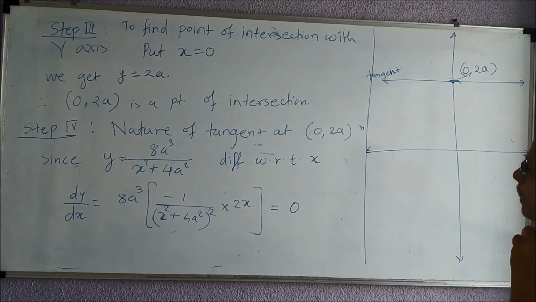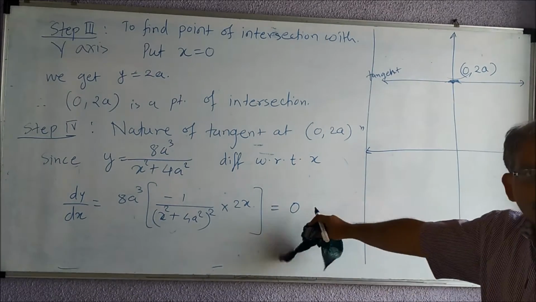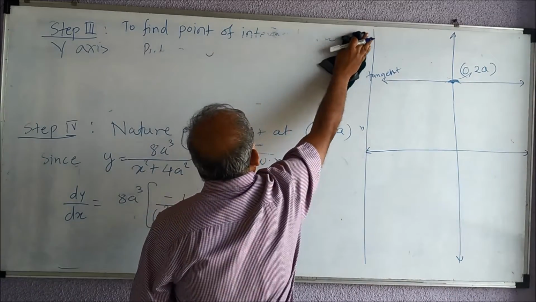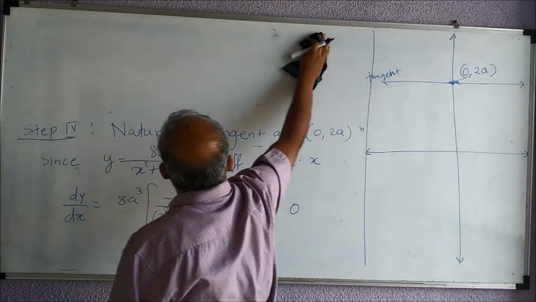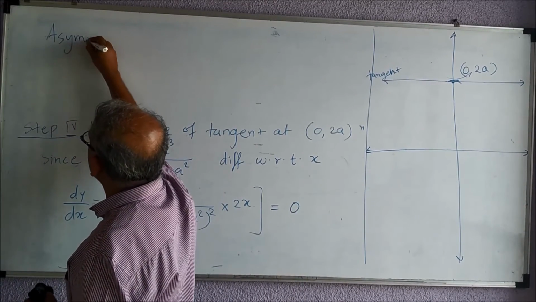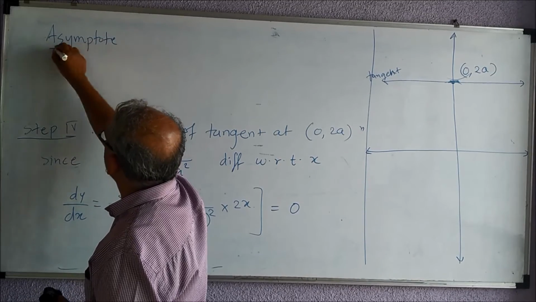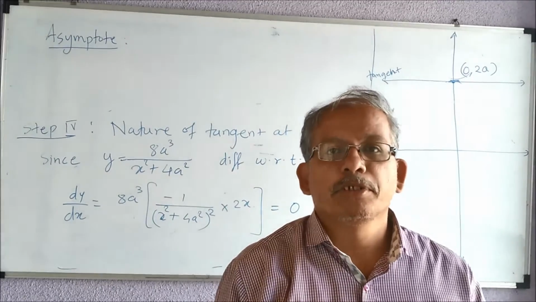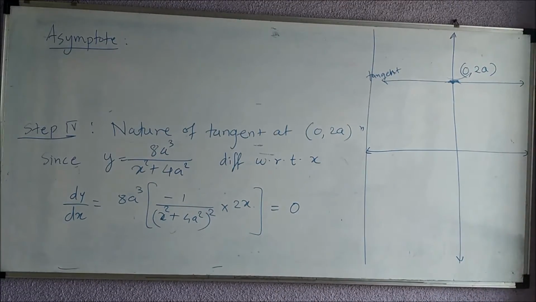Fine, up to this. So let's proceed. Now we'll find out the asymptote. And the asymptote will directly give us the picture of this curve.